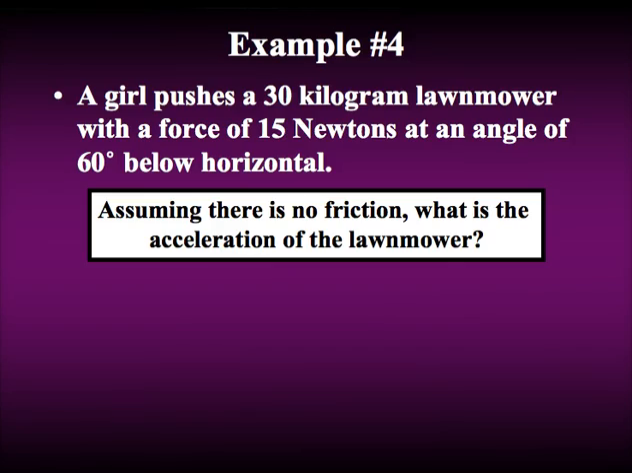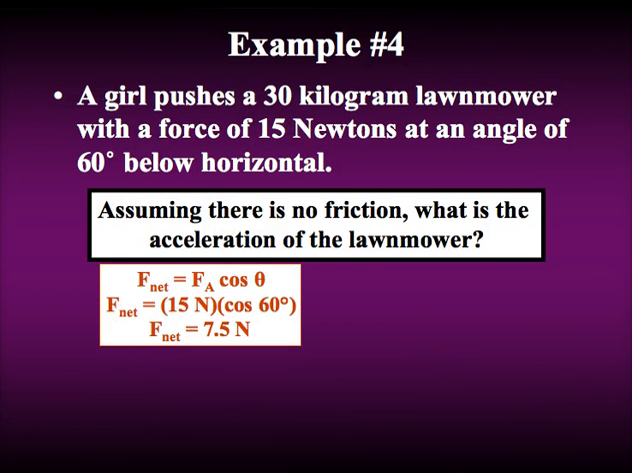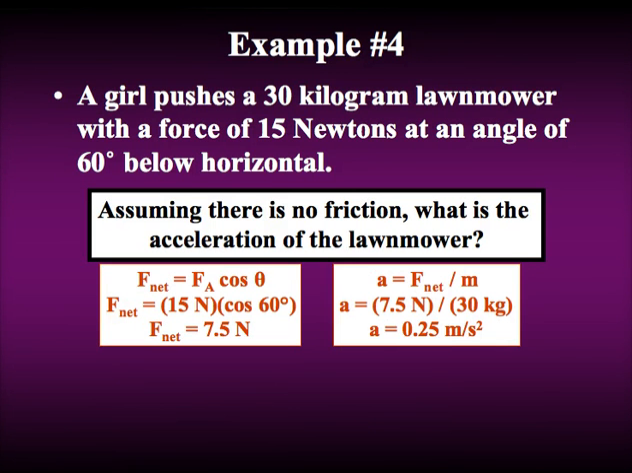Here we go, a girl's pushing a lawnmower, a 30-kilogram lawnmower with a force of 15 newtons, 60 degrees below the horizontal. Assuming there's no friction, what's the acceleration of the lawnmower? F net is equal to Fa cos theta, 15 newtons cos 60 degrees, 7.5 newtons of net force. A equals F net over m. You can calculate that the acceleration of that particular lawnmower would be 0.25 meters per second squared.